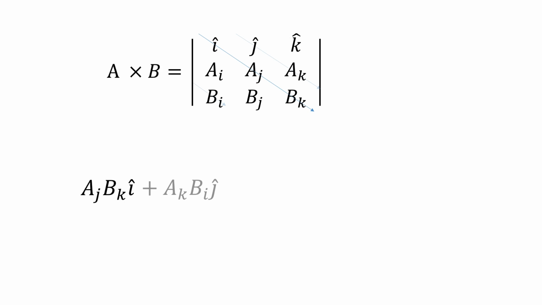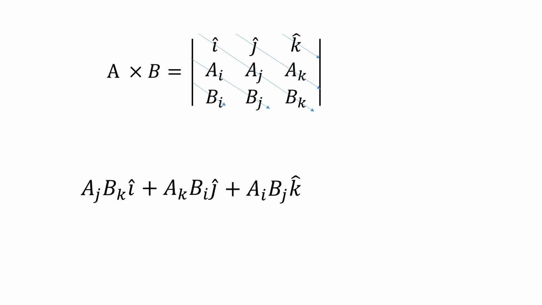The second diagonal starts from the next column over on the top row and wraps around to the lower left corner, so we add A sub k times B sub i in the j-hat direction. The third diagonal starts the next row over and wraps around again, giving A sub i times B sub j in the k-hat direction.